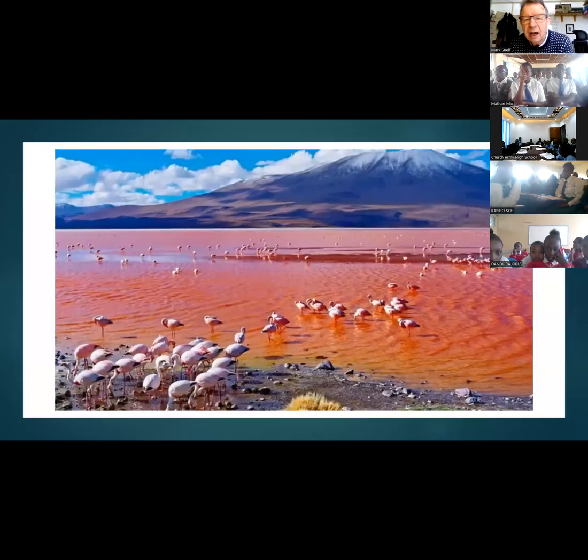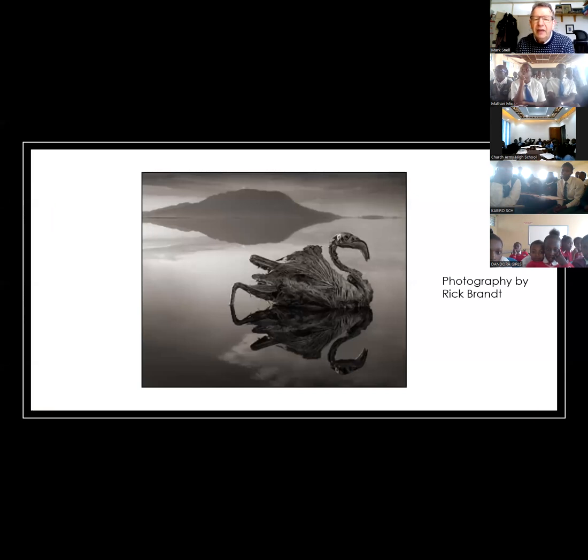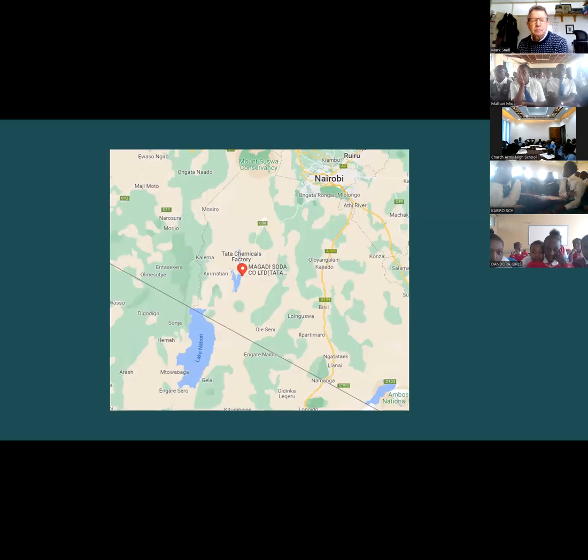Here is the lake. It's got a volcano behind it which feeds it with warm water, and we've got flamingos. If the flamingos die, something odd happens to them. They get coated with salt because the water evaporates and the salt is left on them, which is really quite weird. But let's go to Kenya. So let's go a little bit south of Nairobi and let's go down to Tata, which is the Indian company. And let's go down to the soda company here.